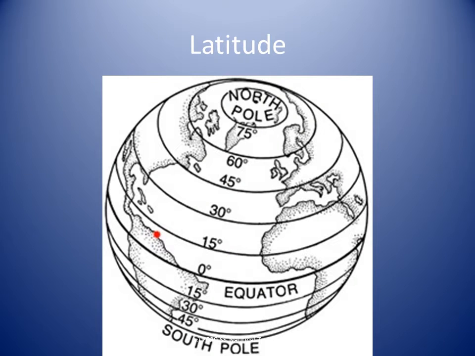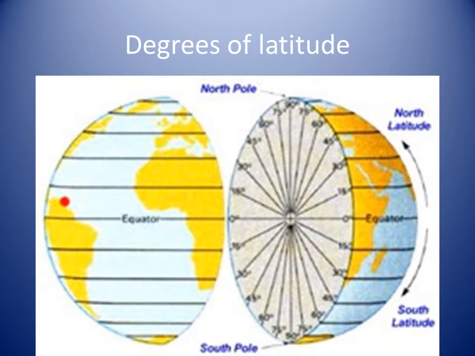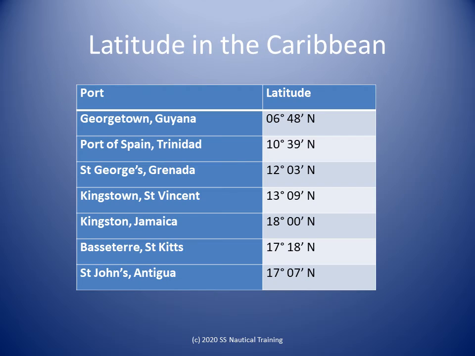Lines of latitude are imaginary lines running east-west around Earth and parallel to the equator. The equator is called 0 degrees latitude and is neither north nor south. Other lines of latitude are named corresponding with the angle at the center of Earth between the line of latitude and the equator. Here are the latitudes of some ports in the Caribbean.